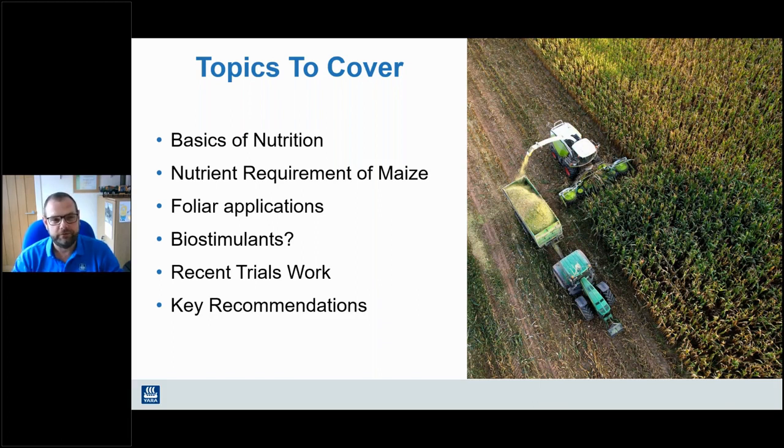We'll then look at individual nutrient requirements of maize and what the functions are and what deficiency looks like. We'll then look at foliar applications of nutritional products. We'll have a look at biostimulants and see if they have a place. Just review some of our recent trials work, and then that'll lead nicely onto our key recommendations.